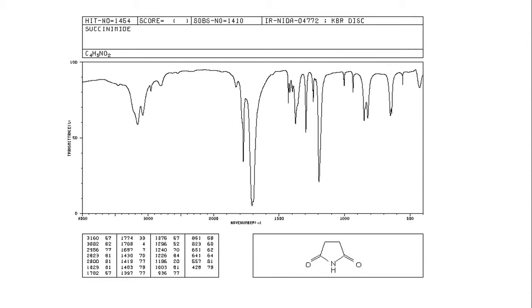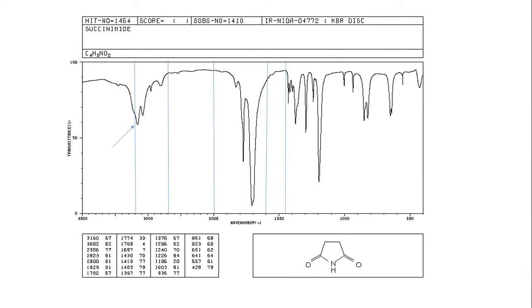In our IR we have 5 zones. Zone 1 is from 3,700 to 3,200. Zone 2 is from 3,200 to 2,700. Zone 3 is from 3,200 to 2,000. Zone 4 is from 1,850 to 1,650. And then Zone 5 is from 1,680 to 1,450. Everything to the right of that is the fingerprint region, which is found below 1,450, and we don't need to worry about that because it is far too specific to each compound to be helpful.